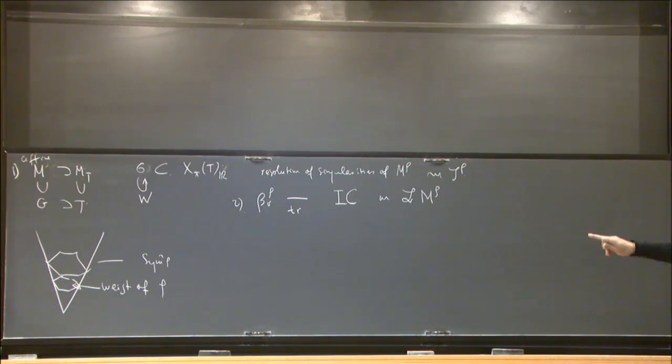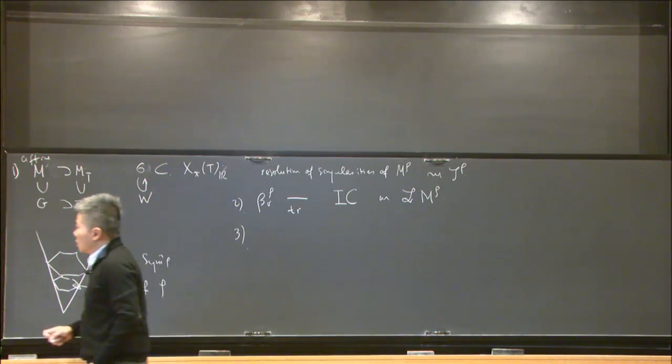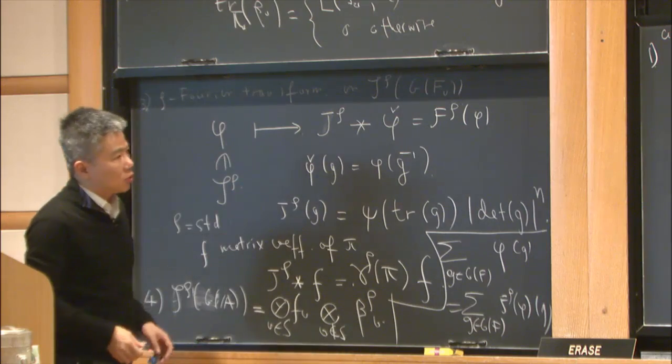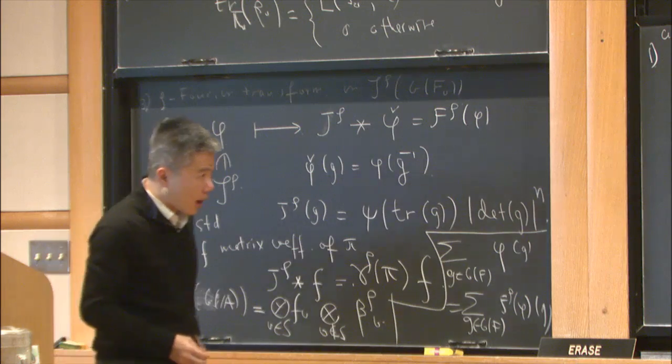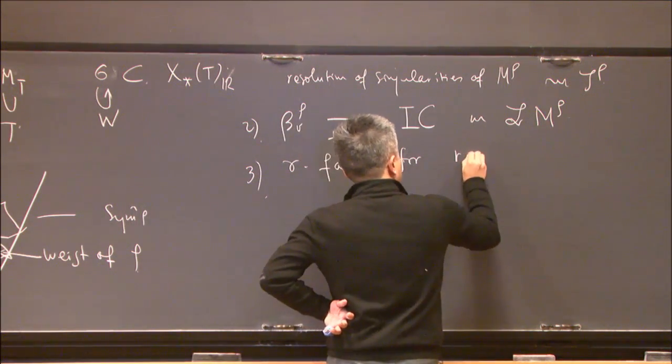Okay. Now I want to focus on the 3 and the 4, mainly the 3. We don't know what this Fourier transform is, but I think we have a pretty good idea of what it is. Especially we really understand it in the case of finite fields, for a reductive group.